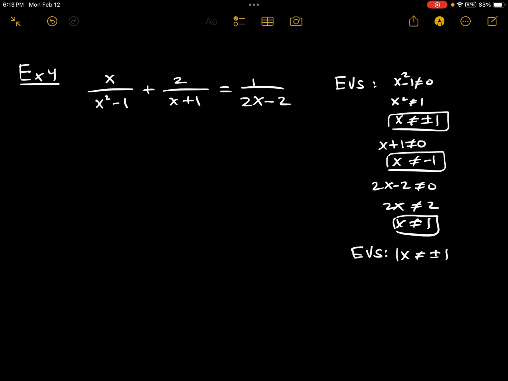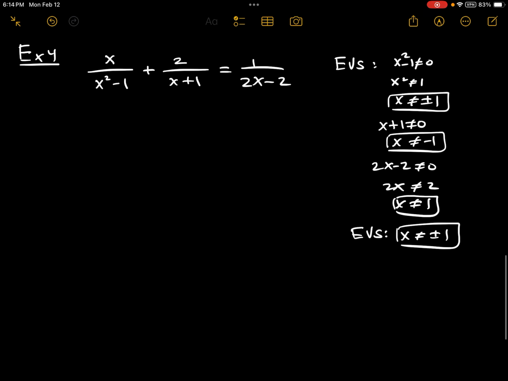All right, so how do we proceed with this problem? Again, I would use the LCD method. This one, the work might not be obvious, so let's figure out what the LCD is here on the side. For the first denominator, this is a difference of two squares: x plus 1, x minus 1. The second term's denominator is just x plus 1. And the last term, if I factor out a 2, I have x minus 1.